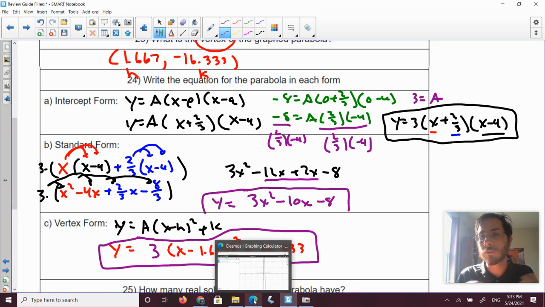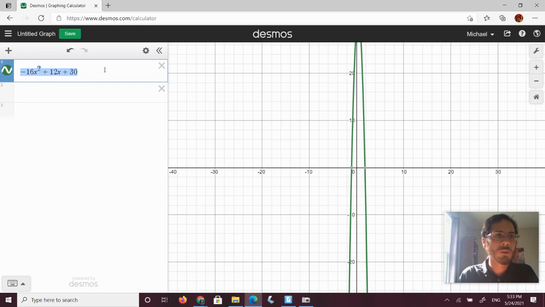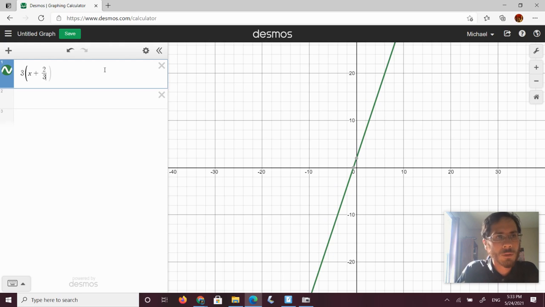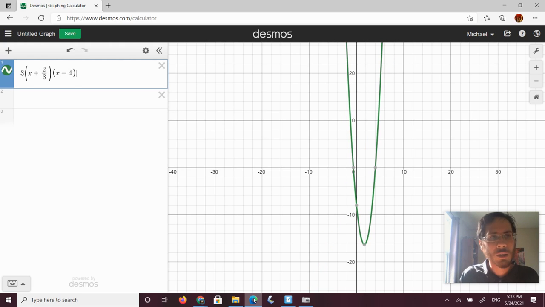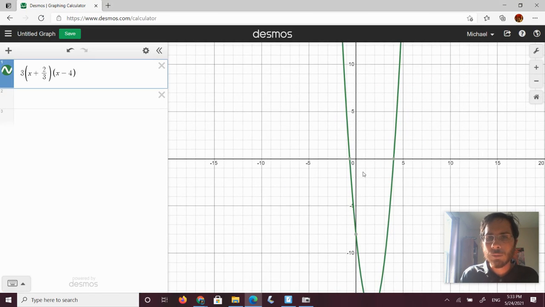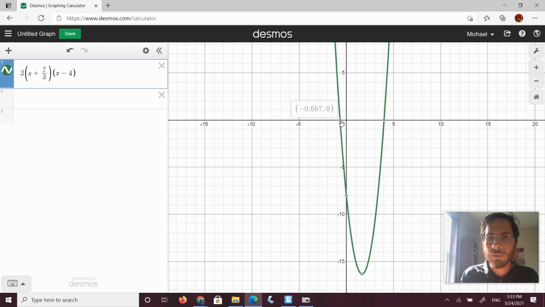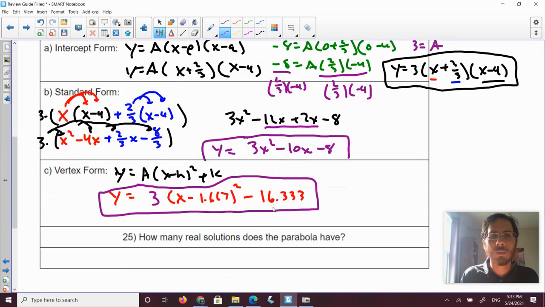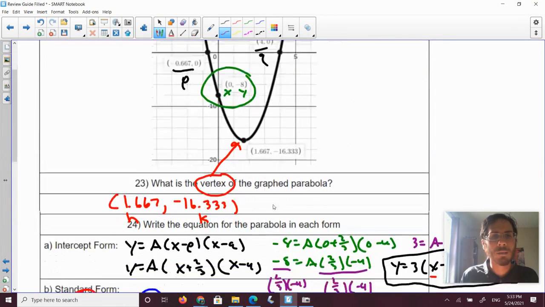So let's actually graph them all and see if we got the right answer. Let's get rid of this parabola. 3, x plus 2/3, x minus 4. Like the one that I had, x plus 2/3, x minus 4. Let's go home and let's see. I guess we've got to zoom out once. Maybe we've got to zoom out again. But do we have all the right numbers? -0.667, 4, -8, 1.667, -16.33. I think that's it. I think that's our parabola. That looks pretty good. That's exactly what we want.